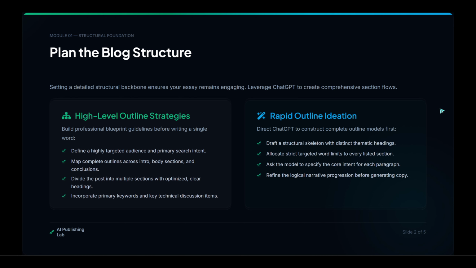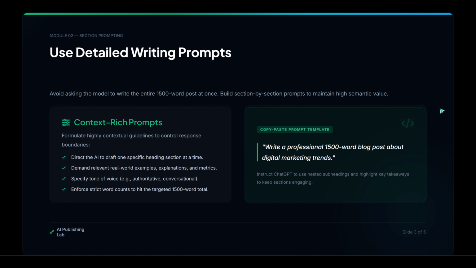Next, use detailed writing prompts to draft section by section. Give ChatGPT precise instructions about tone, style, and word count. For example, write 180 words for the introduction in a friendly, authoritative tone, or explain this section with 2 examples and 1 statistic. You can also use a broad prompt like, write a professional 1,500-word blog post about digital marketing trends. Then refine each section afterward.